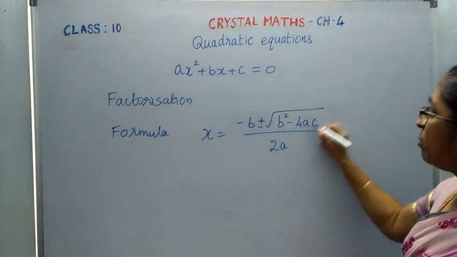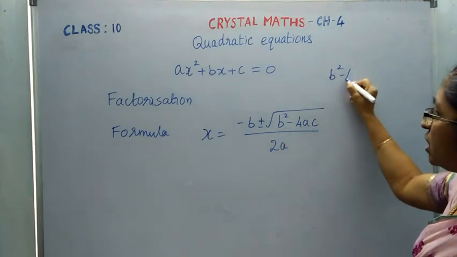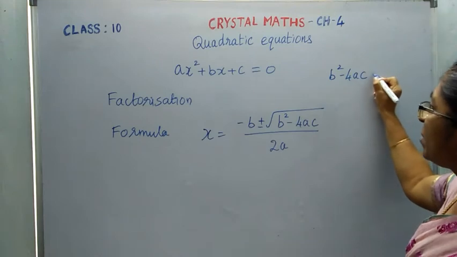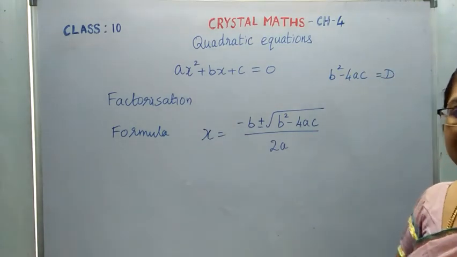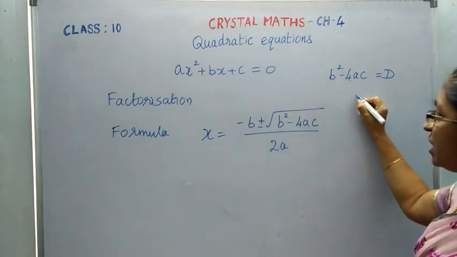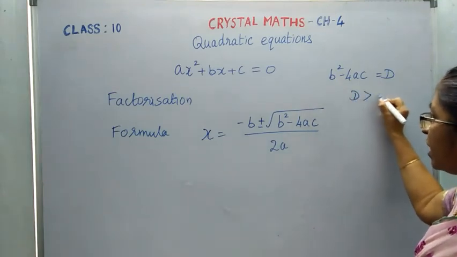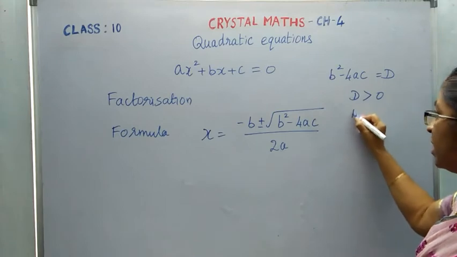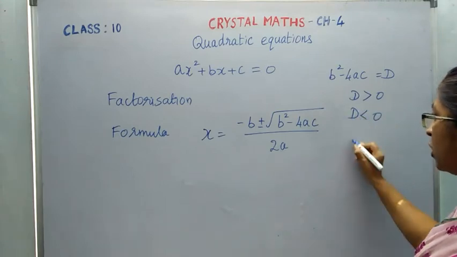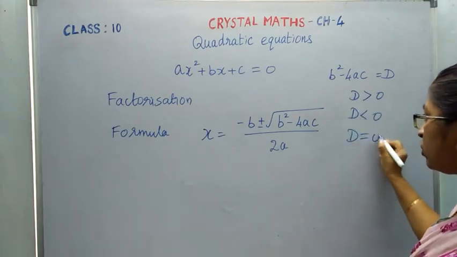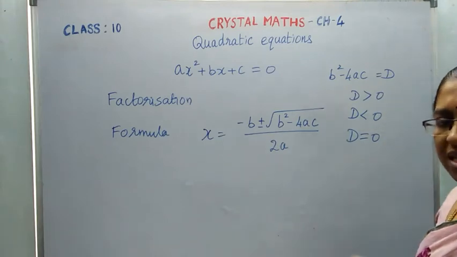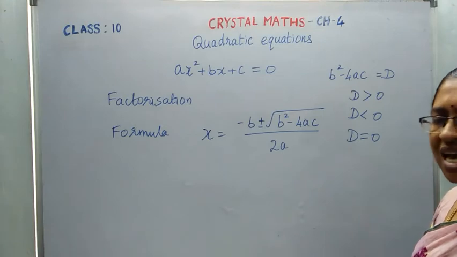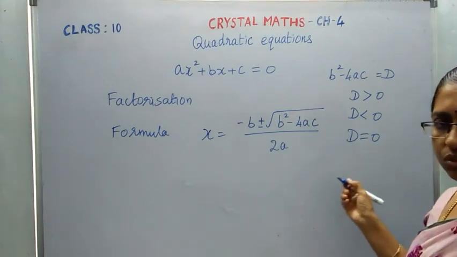The b square minus 4ac is called the discriminant of the quadratic equation. Discriminant: it is either greater than 0, less than 0, or equal to 0. Only these three conditions will happen. Based on these three conditions, we can decide the nature of the roots.